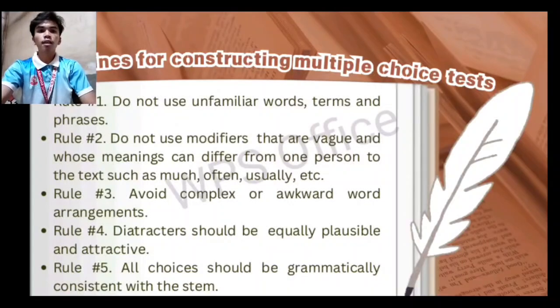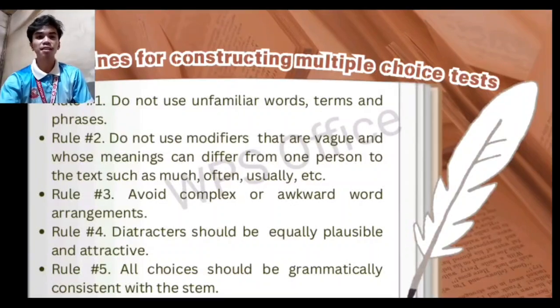Rule number 1, do not use unfamiliar words, terms, and phrases. The best example here is using of jargons without teaching it. It makes this test unfair and confusing. So instead, use clear and familiar words. Rule number 2, do not use modifiers that are vague and whose meanings can differ from one person to the next, such as much, often, usually, etc. Words like often, usually, sometimes are subjective and confusing. Instead, ask directly.